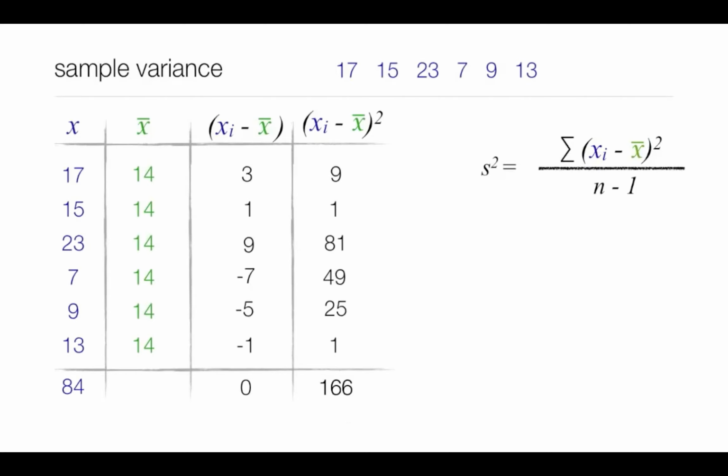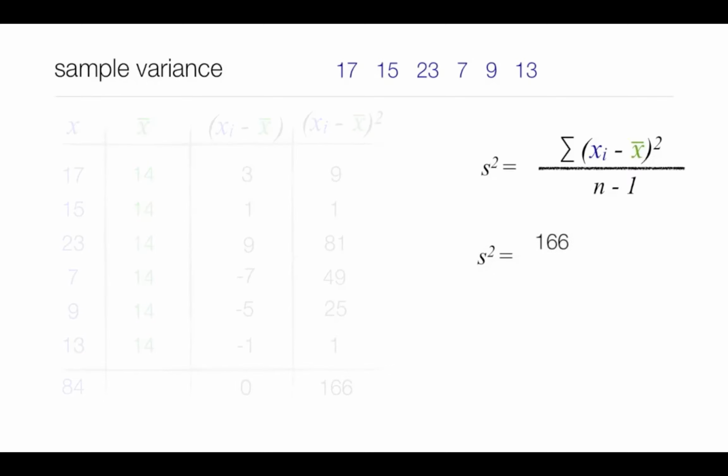So I can say the sample variance, which I have as s squared, is equal to 166 divided by n minus 1. N is 6, so it's 6 minus 1, which of course is 5. So the sample variance is equal to 33.2. Now if I take that 33.2 and take the square root of that, that's the sample standard deviation, which is equal to, S is equal to 5.76.